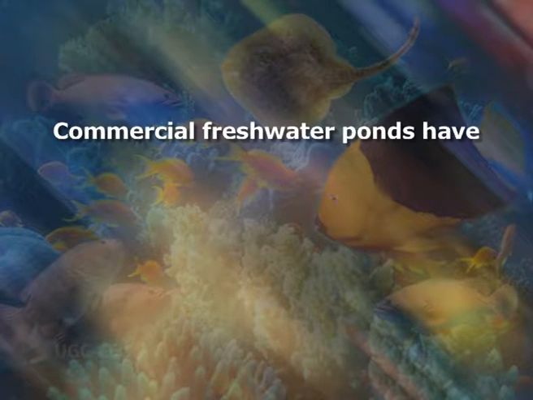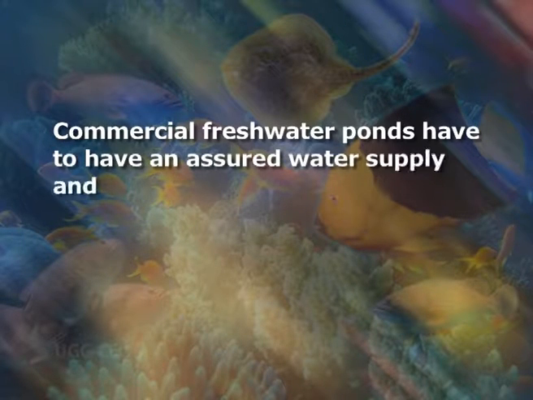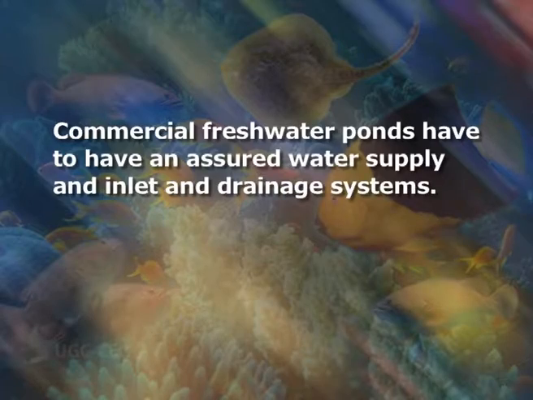The water supply may be from a stream or a canal or from an underground source such as wells, tube wells, etc. The water retention in the ponds depends on the soil composition of the pond bottom and subsoil water level. The natural biological productivity of such ponds depends on soil and water qualities. Homestead ponds are usually small and shallow. Commercial freshwater ponds have to have an assured water supply and inlet and drainage systems.